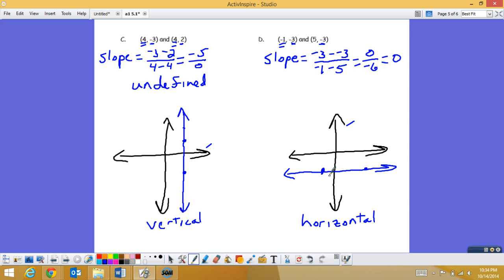So that's a quick brush up. I hope it was kind of a review on the slope formula and so on. And Monday in class we will have plenty of practice finding the slopes and rates of change of different situations.